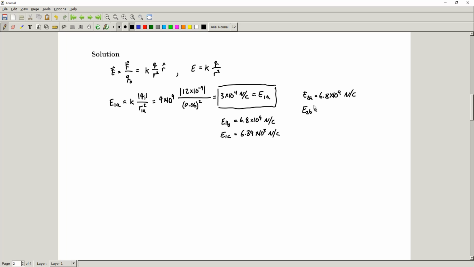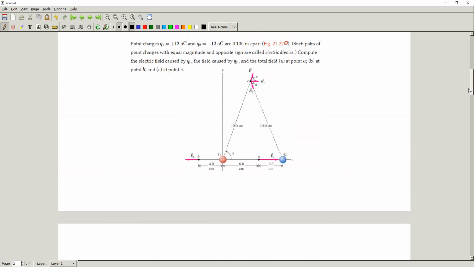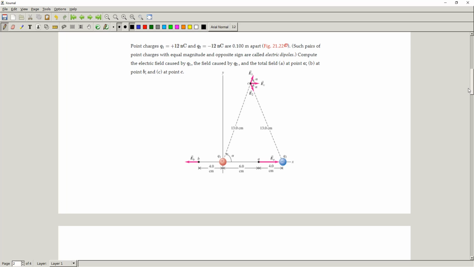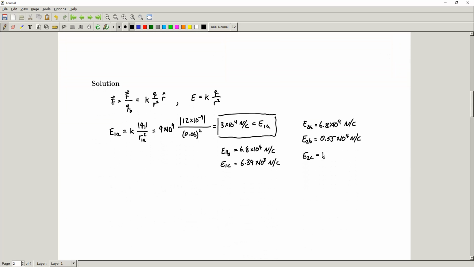We'd end up with an E2B of 0.55 times 10 to the 4 newtons per coulomb, and finally E2C equal to, well, so E2C, I mean, we can look at the symmetry of the problem here, and the textbook does this as well. We can see that E2C would have to be the same as E1C, because we're not paying attention to the sign of the charge, and it's exactly the same distance from 1 to C as it is from 2 to C, right? So we know that E2C has to be equal to E1C, and that was equal to 6.39 times 10 to the 3 newtons per coulomb.